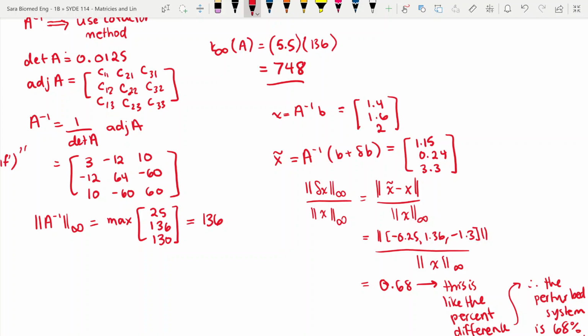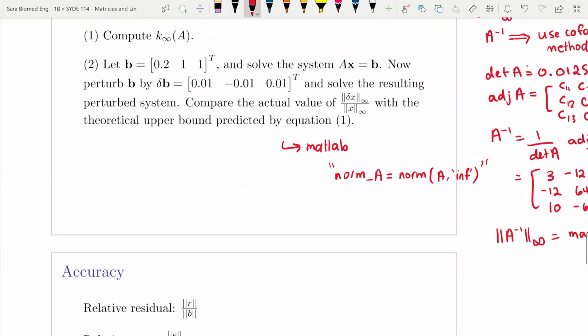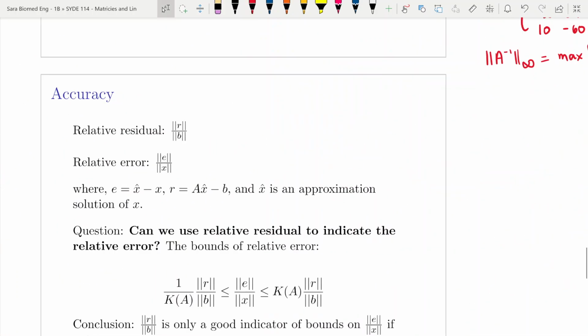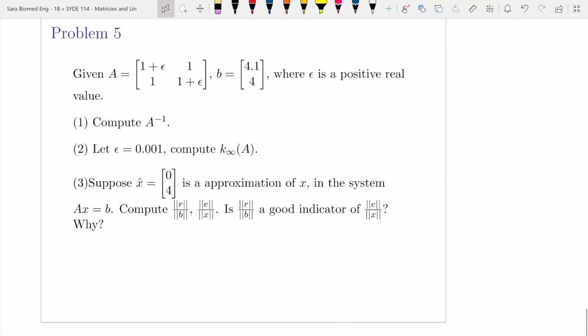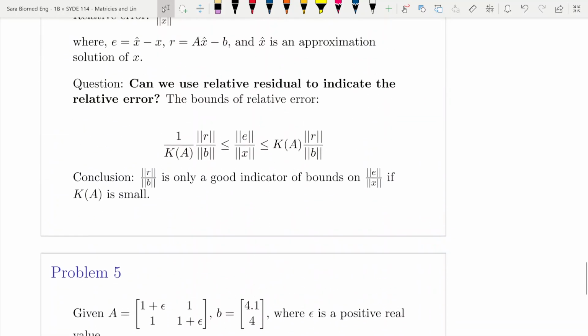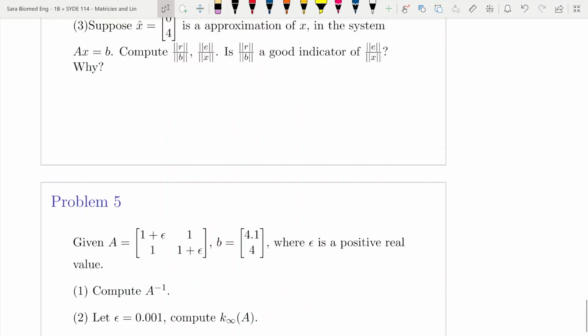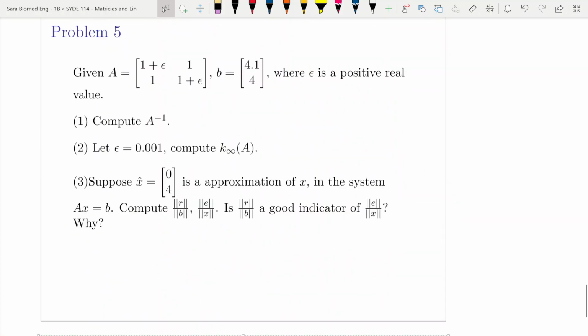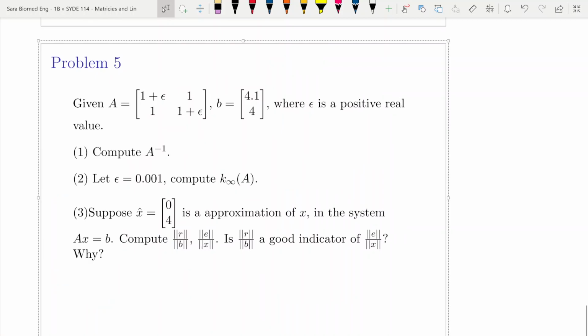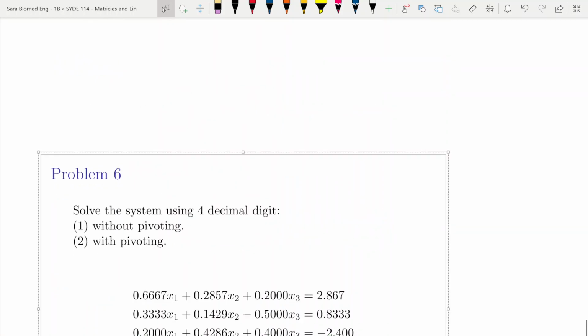What time is it? Unfortunately, I don't have time for other things. After that, we're going to talk about accuracy. We have another problem, 2 problems actually. Anyway, I'll post the solution after this. I think it's actually better because my handwriting is not very good. If you have any questions, you can always send me an email about these questions.